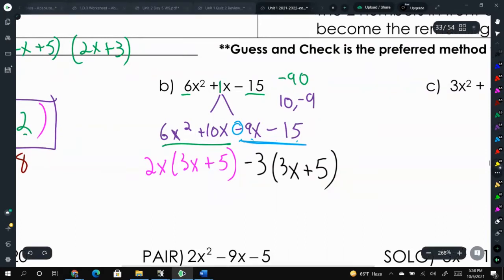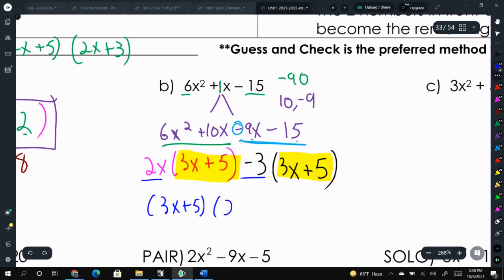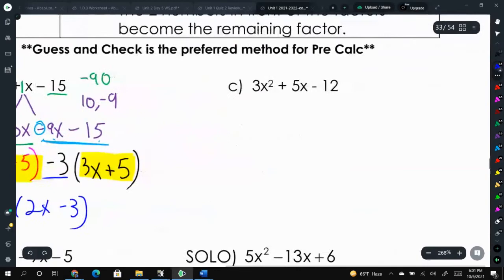All right, so then the thing that I see twice, that's repeated: 3x plus 5 times what's left over, 2x minus 3. All right, letter C.